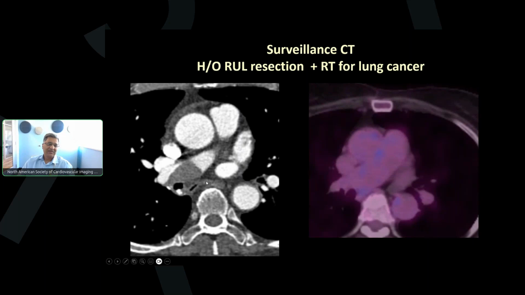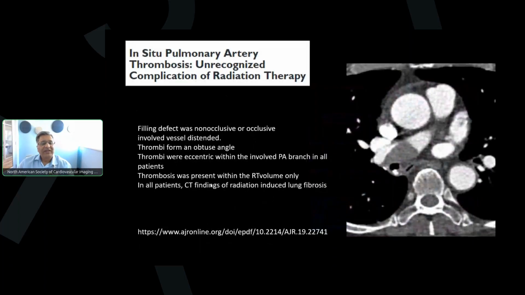This is thrombus. So then the question is, should these thrombi be treated or not, and how to manage these stem thrombi? Our colleagues from NASCI have a great article on what to do and how to recognize that. They describe certain characteristics which can be very useful to identify stem thrombus and differentiate this from disease recurrence.